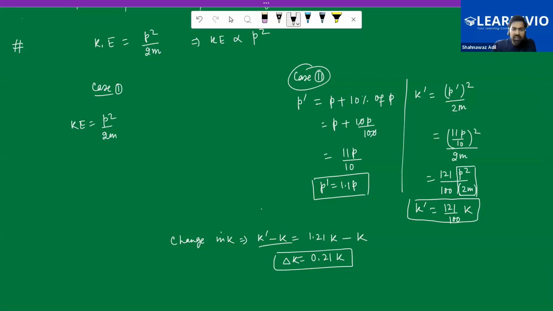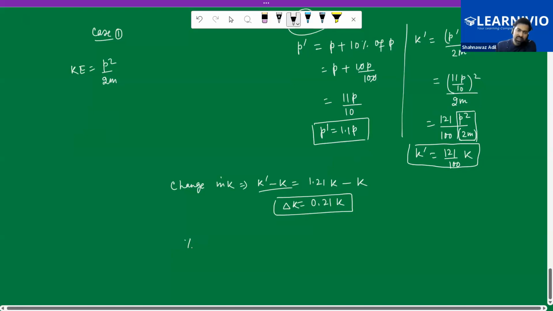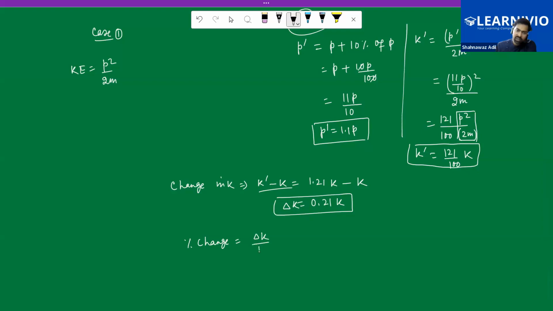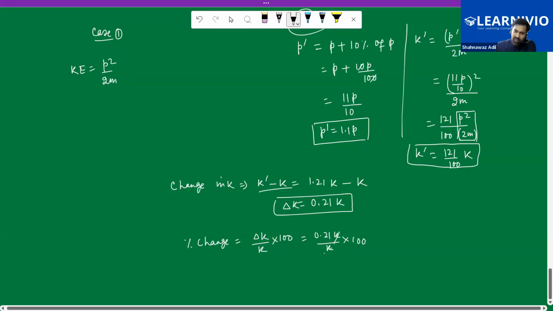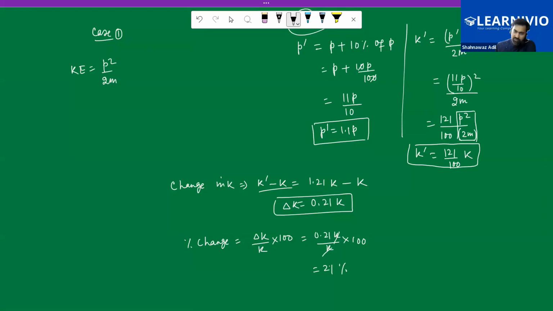So is it clear? And if I want to calculate the percentage change, the percentage change would be delta K by K into 100. So that would be 0.21 K divided by K into 100. So that would be simply K, K will cancel, 100 into 0.21, so 21%. That is the percentage change.